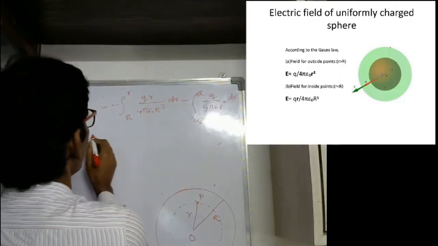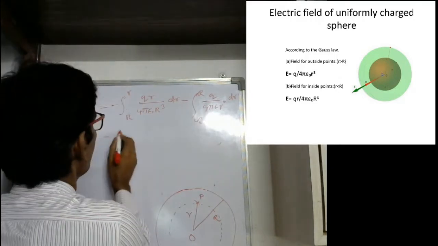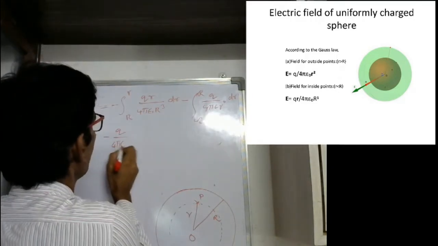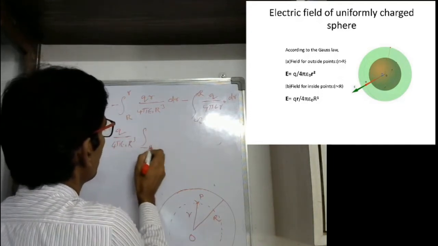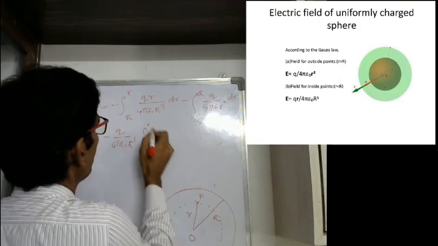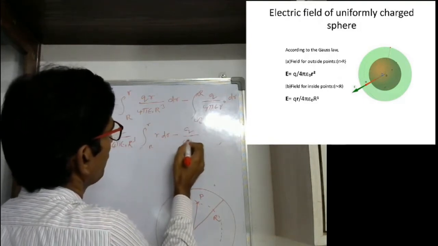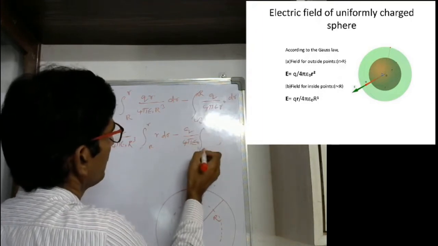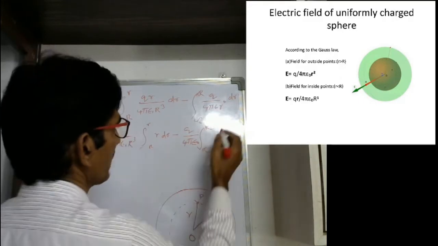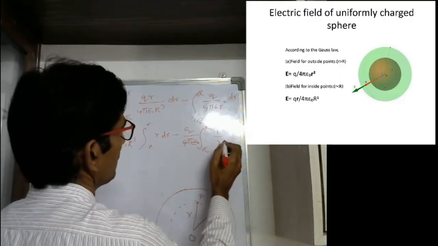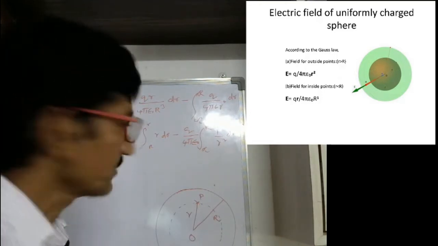Now, let us calculate the first term. What are the constants here? Q by 4 pi epsilon naught R cube. These are all the constants. Inside the integral, we are only left with R dr. Here also, you may take 4 pi epsilon naught outside. My infinity to R integral. Next, inside the integral symbol, you are left with 1 by R square.